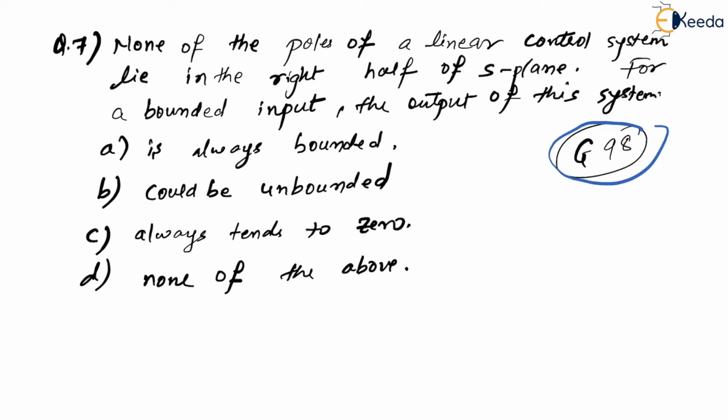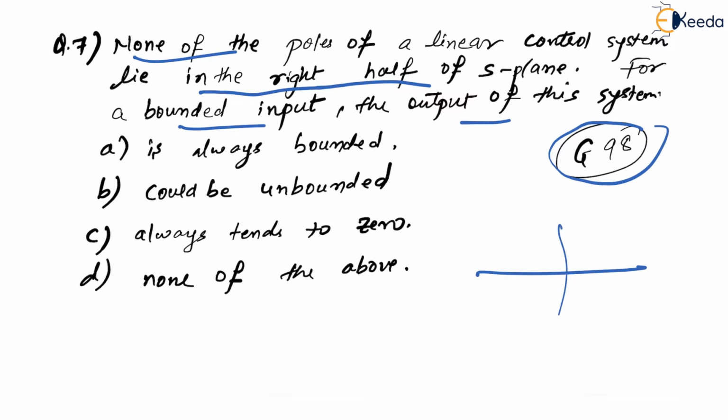Now, let us see one more problem. Yes, dear, it is GATE 1998 question. What is it asking? Let us see. None of the poles of a linear control system lie in the right half of S plane. For a bounded input, the output of the system will be. What will it be? Again, 99% of the people will say that the output will also be bounded.